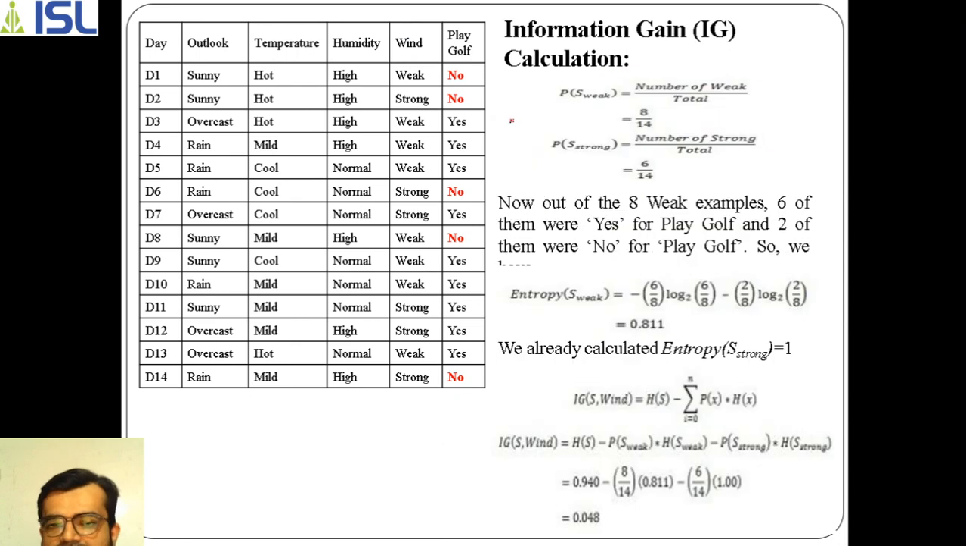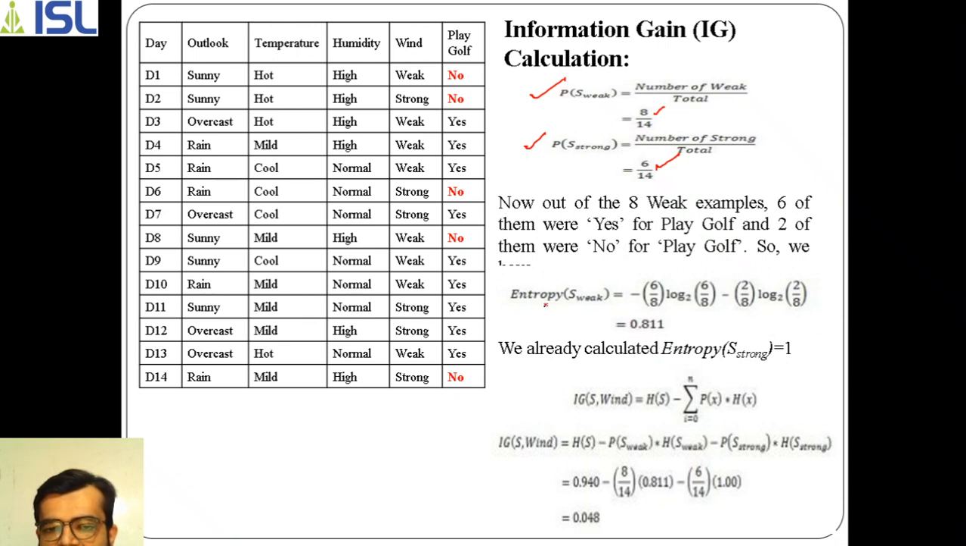Now we are calculating the probability of weak. How many weaks are there? Among these, there are 8 weaks in total, and the total is 14, so 8 by 14. Similarly, how many strongs are there? 6 strongs among 14. By this you have calculated the probability of strong and weak.